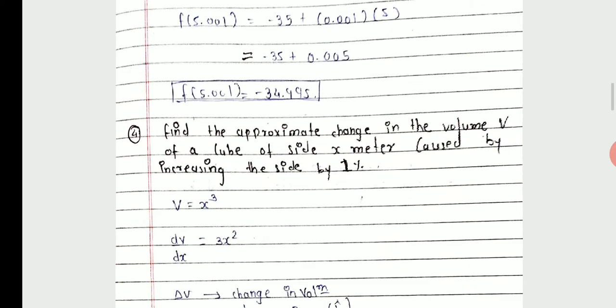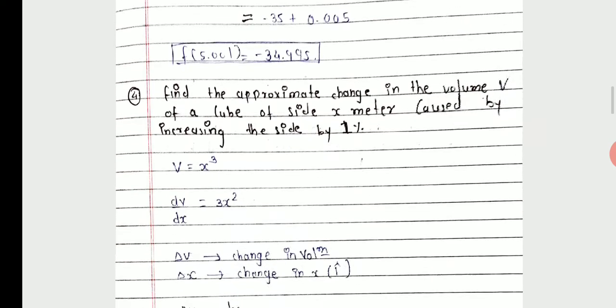Now question 4. Find the approximate change in the volume V of a cube of side x meter caused by increasing the side by 1%. That means if we are increasing the side of a cube by 1%, then what will be the increase in volume? Let us start with the formula of volume of a cube: V = x³. Let us differentiate with respect to x: dV/dx = 3x².